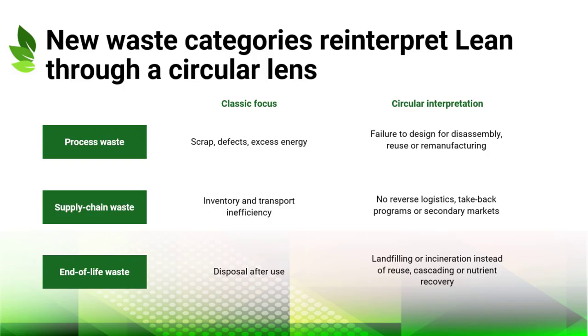It also shows why recycling alone is not always enough, because prevention, reuse, repair, and life extension often preserve more value. This structure gives managers a practical checklist for finding hidden circularity losses across operations.